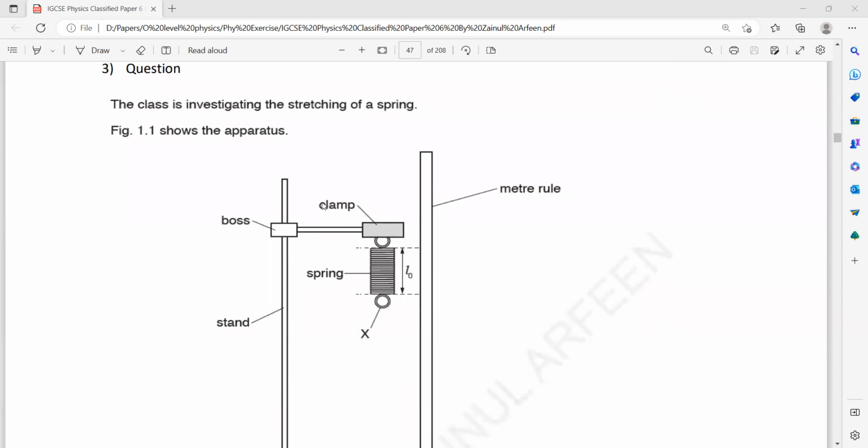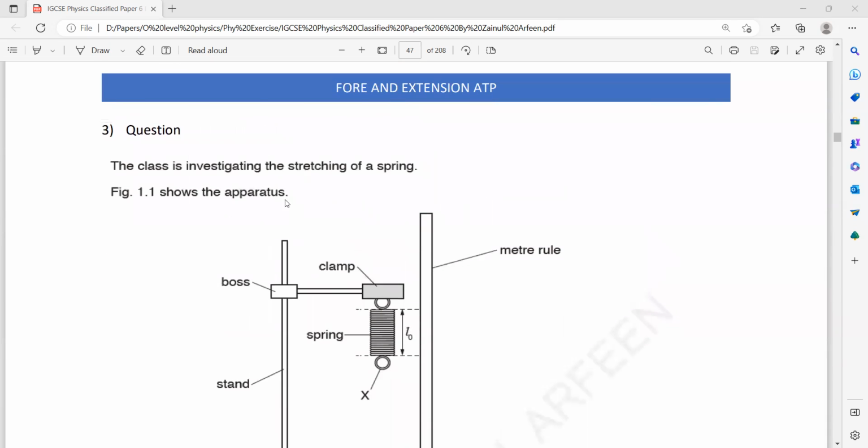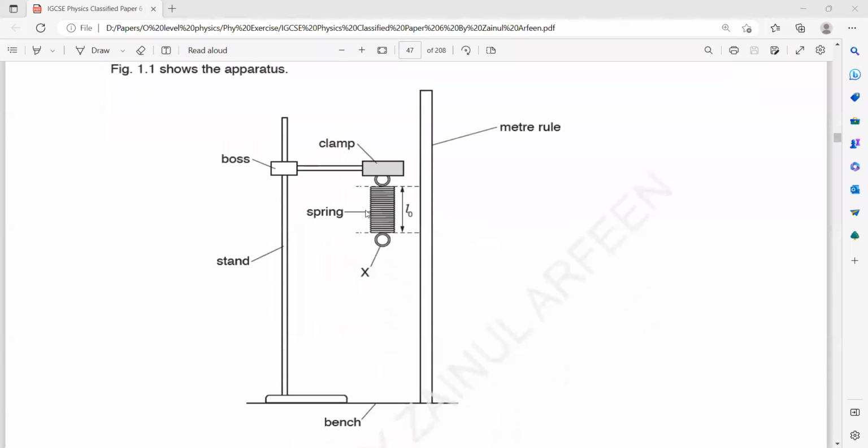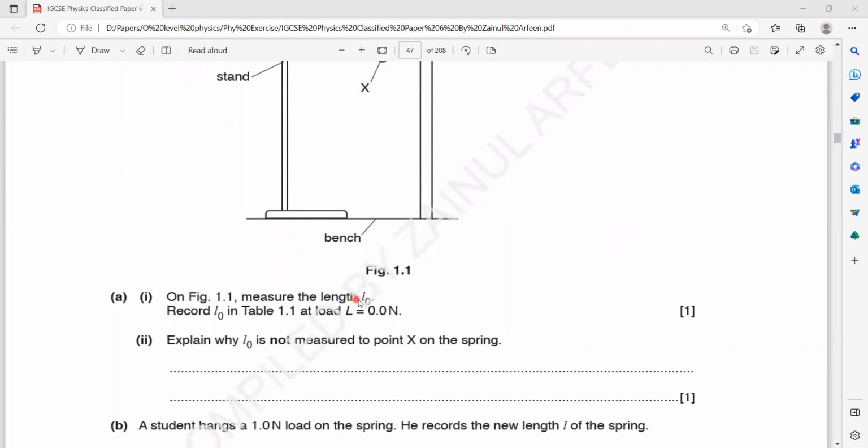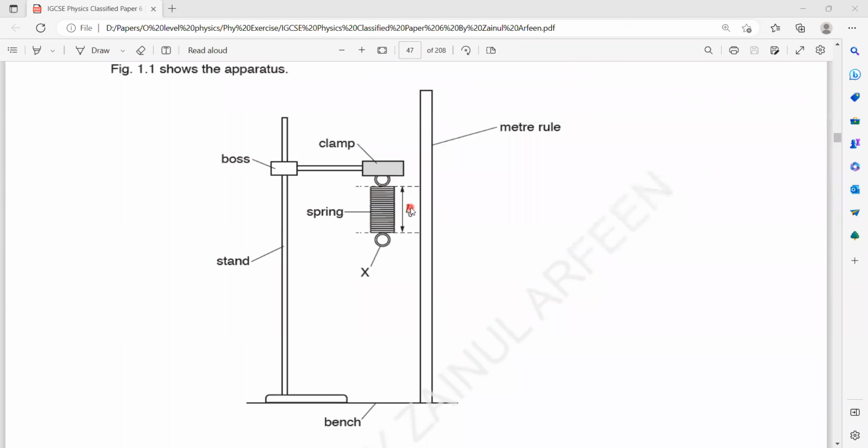In question 3, the class is investigating the stretching of a spring. Figure 1.1 shows the apparatus. So the length of the spring is there. In the question on figure 1.1, measure the length L0 and record L0 in the table when load is 0. So what we have to do, we just have to use a ruler or the scale and measure this length.